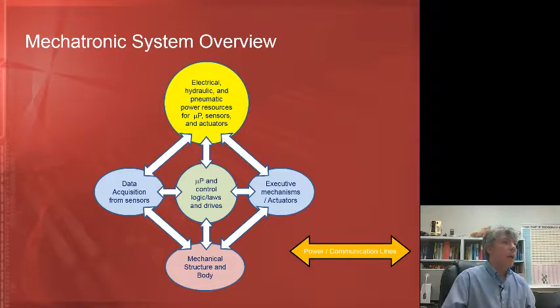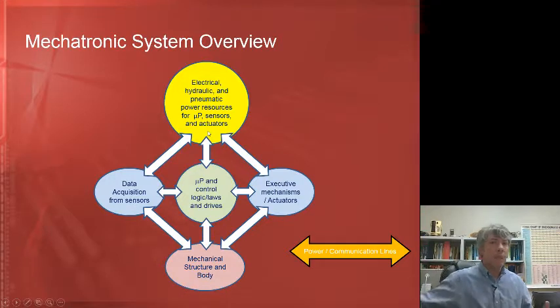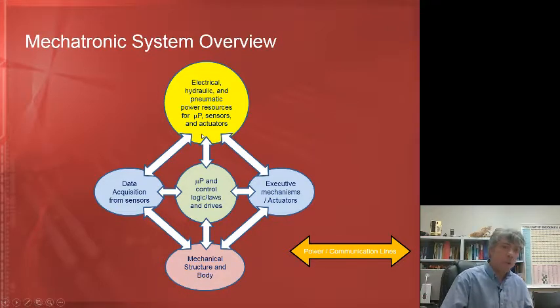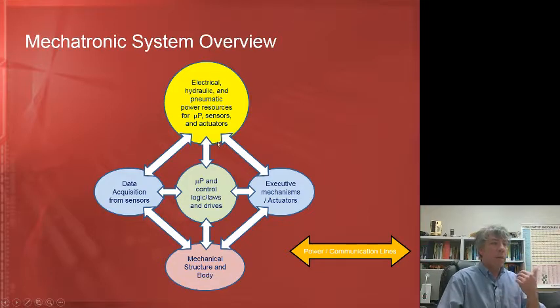There's other forms of power. Let's go to the top now. Electrical, hydraulic, and pneumatic power resources for the microprocessor, sensor, and actuators. This is really just breaking out all the different power lines, whereas this arrow down here really represents the lines themselves that connect to the mechatronic system. This talks about those power resources that are needed to make the sensors work, make the actuators work, provide power to the microprocessor. And that's why this is connected to all three.